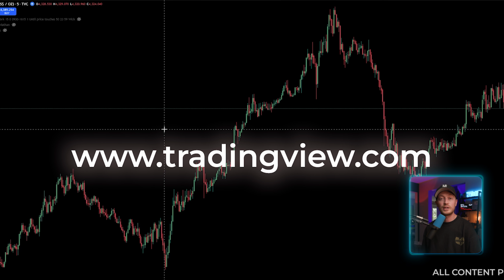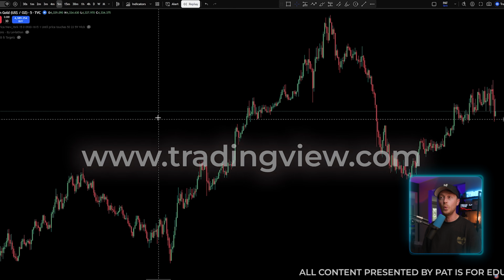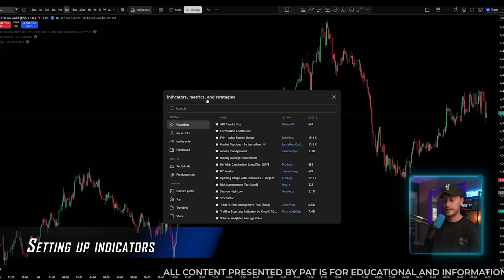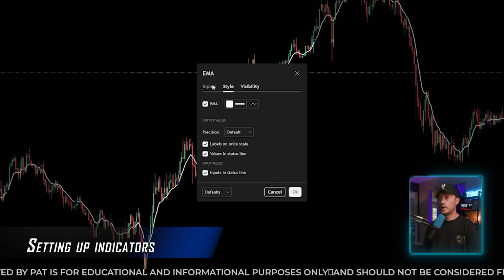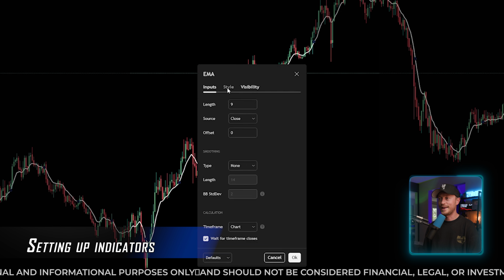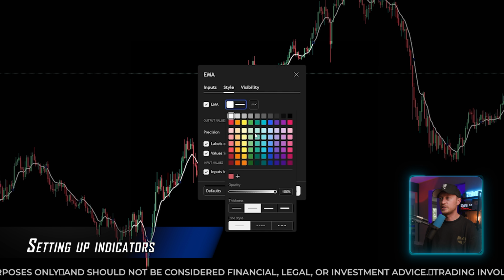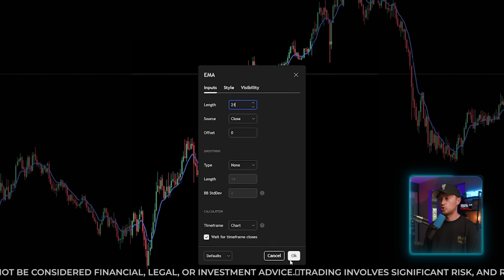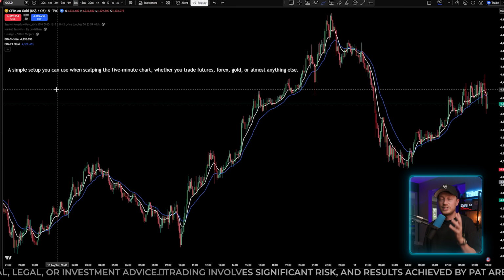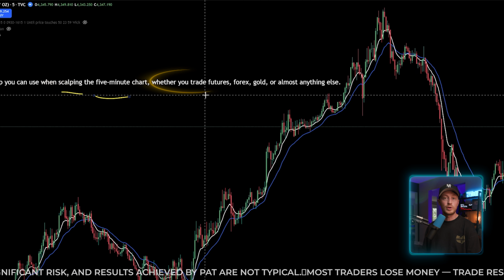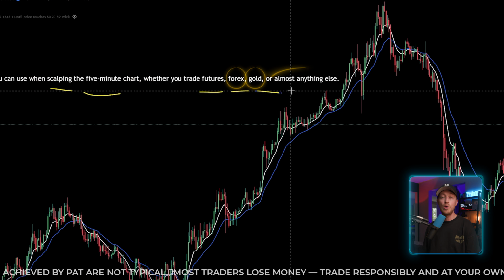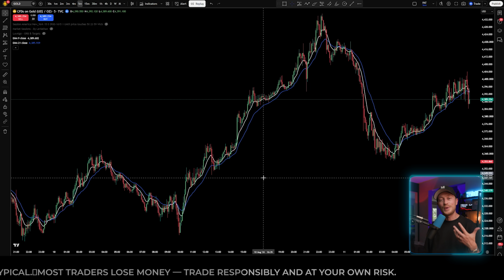Come over to tradingview.com. It's completely free, and all we need to do is install 2 indicators. So type EMA, click on that 2 times. You can see one of those is style white, length 9. The next one I'm going to style blue and make the length 21. And that's it. A simple setup you can use when scalping the 5-minute chart, whether you trade futures, forex, gold, or almost anything else. So let me show you how this works.